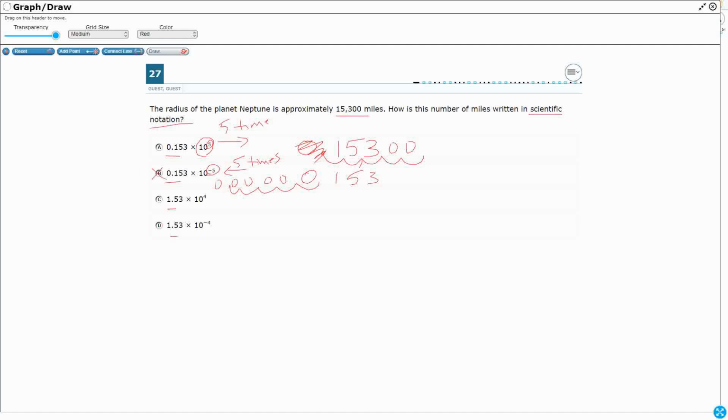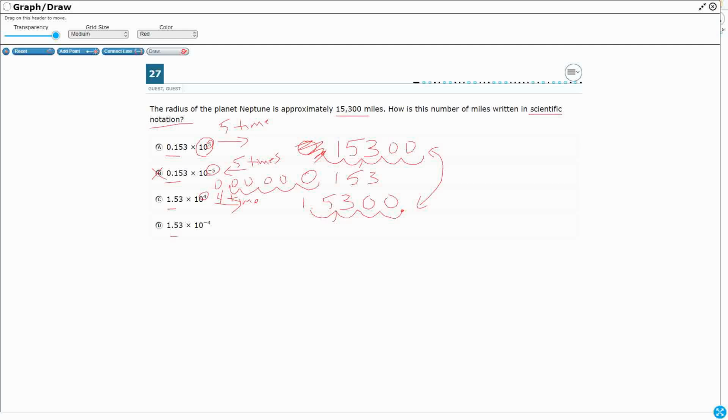Okay, so take a look at this one. I've got 1.53. This is going to be times 10 to the fourth, which means 4 times to the right because it's positive. 1, 2, 3, 4. Interesting. Take a look at that. Both of those end up as the same answer, 15,300, which is what we're looking for.